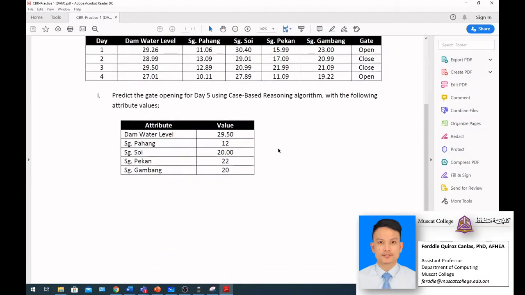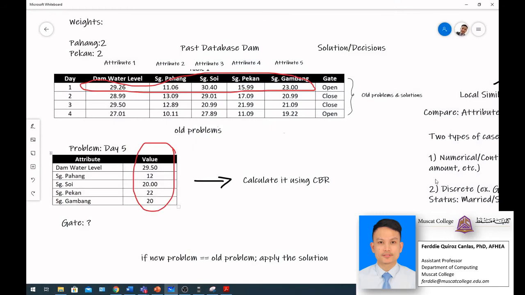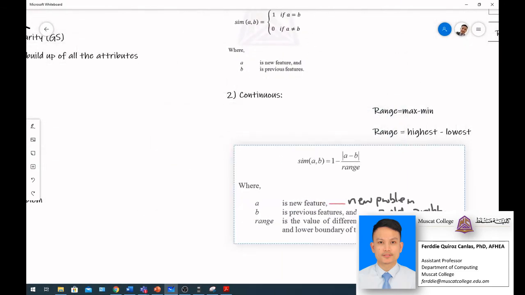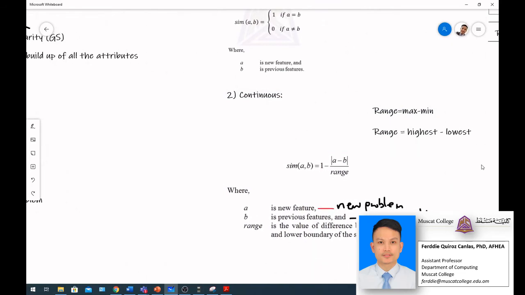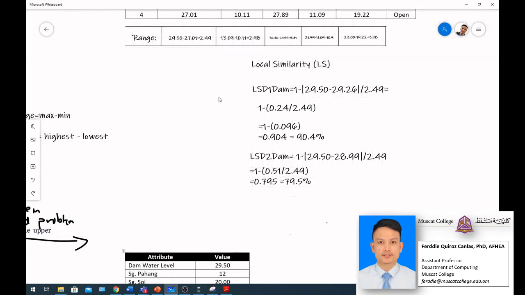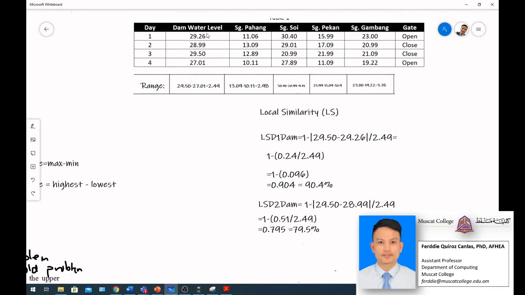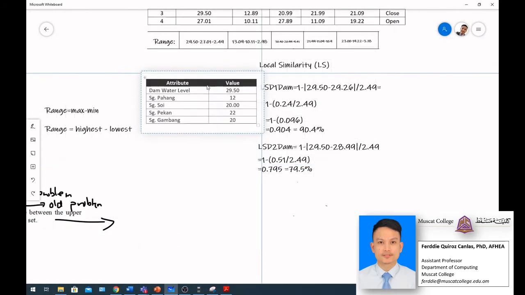So this is our new, this is A, 29.5. You will see all of them will be having 29.5. So we get 29.5 minus, for the first one, 29.6. Then the second one is 29.5 minus 28.99. Can we solve for the next one? Please help me with the next day.